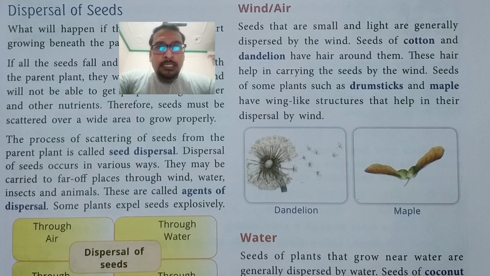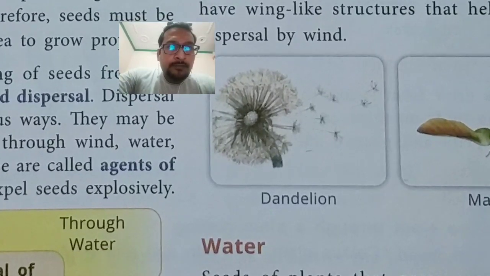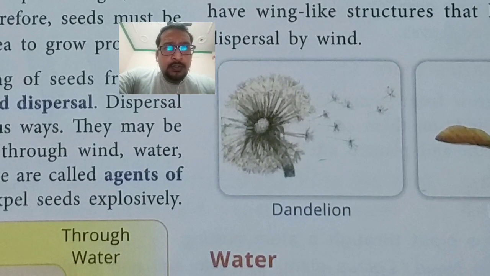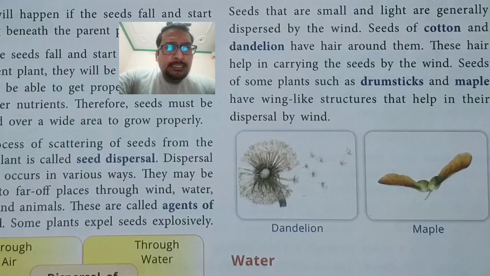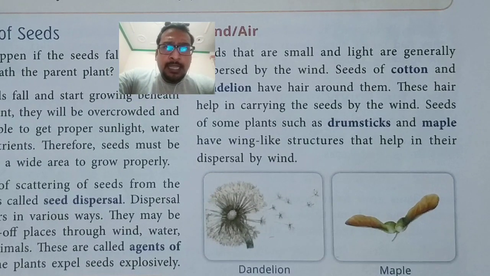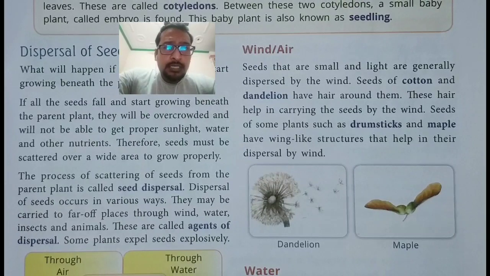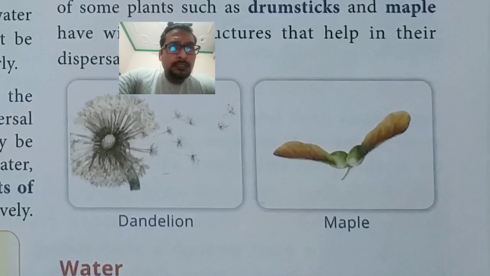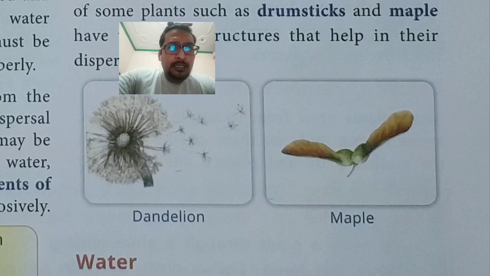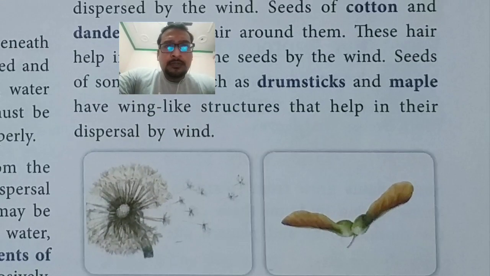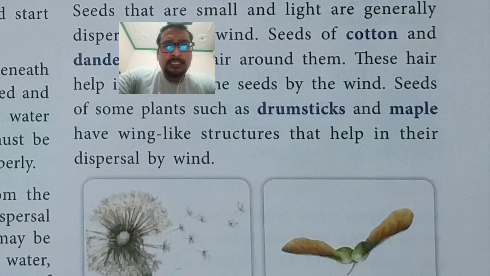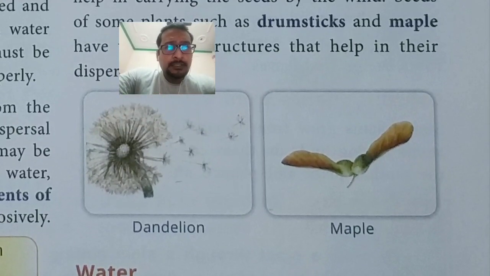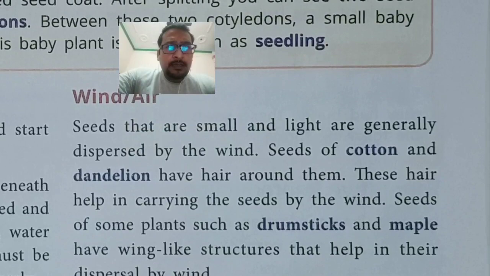How are the seeds dispersed and what are the examples? If you have seen a cotton plant or a dandelion, here you can see a dandelion picture. You might have observed it in your daily life. The seeds are very dry, very small and light in weight, and huge in number so that they can be dispersed easily by wind. There are also drumsticks and maple. They have a wing-like structure. They are also very light in weight, but they have wings. With the help of wind, they can be blown to very far areas so that they are dispersed properly and can grow easily. These are some examples of wind dispersal.